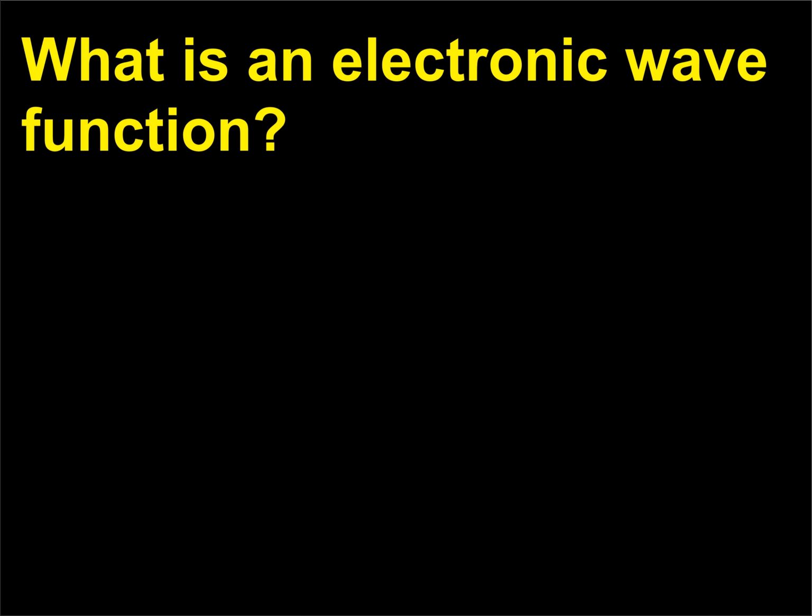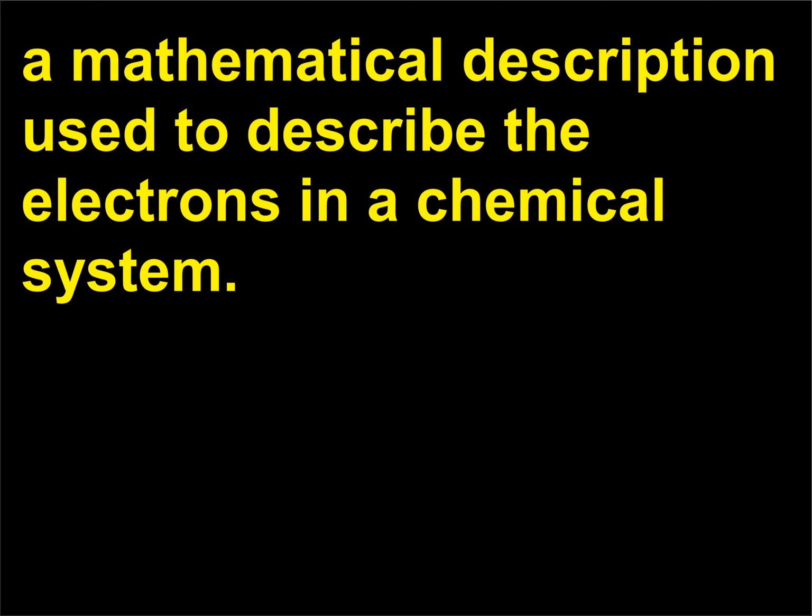What is an electronic wave function? A mathematical description used to describe the electrons in a chemical system.